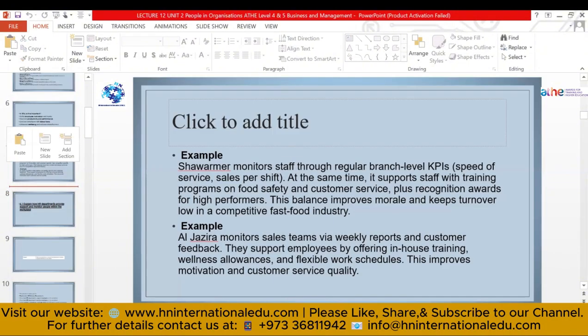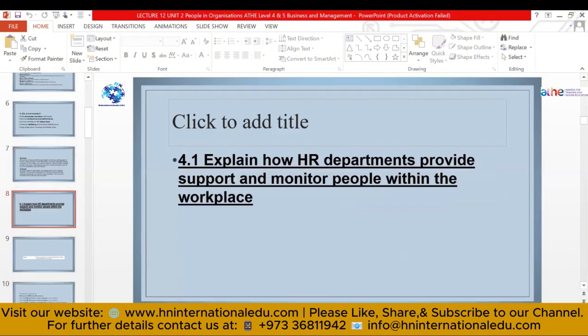So this is what we're going to study in complete detail for today. Now we are jumping towards 4.1. Before that, did you get the idea of what we are going to study now?